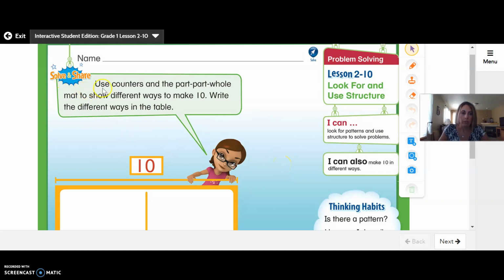The solve and share says to use counters and the part-whole mat to show different ways to make 10. Write the different ways in the table. So in your math toolkits, you have those little red and yellow counters. I'd like for you to take a moment right now to take those out so that we can practice arranging 10 of them in different ways. So go ahead and take out 10 counters.